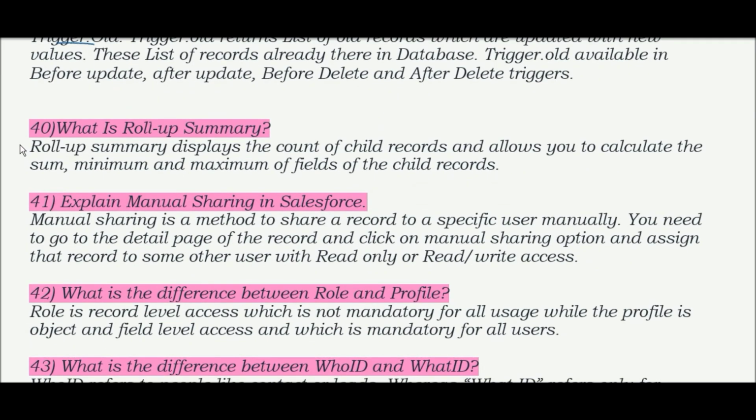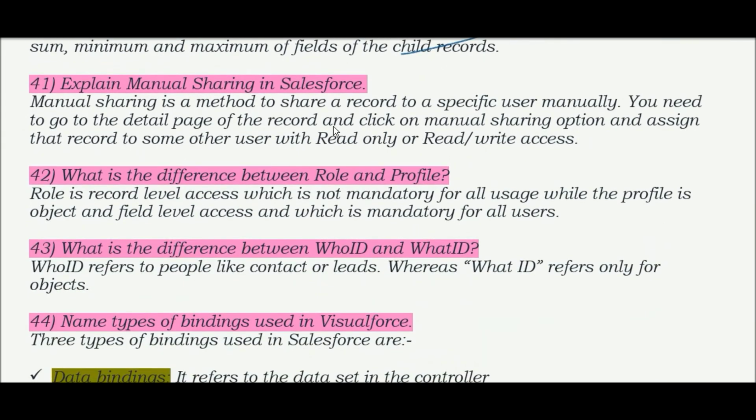Next question. What is roll-up summary? Answer: Roll-up summary displays the count of child records and allows you to calculate the sum, minimum and maximum of fields of the child records. Next question. Explain manual sharing in Salesforce. Answer: Manual sharing is a method to share a record with a specific user manually. You need to go to the detail page of the record, click on the manual sharing option and assign that record to some other user with read-only or read-write access respectively.